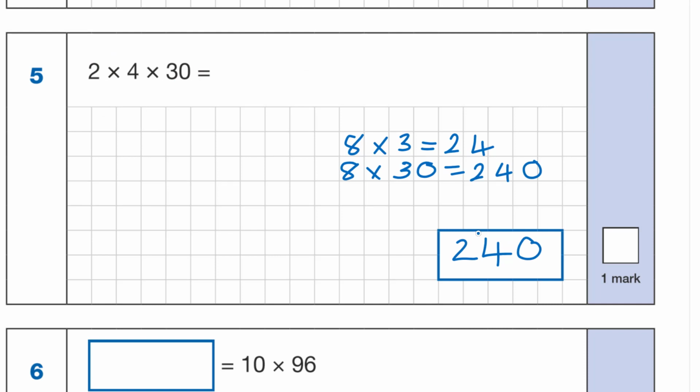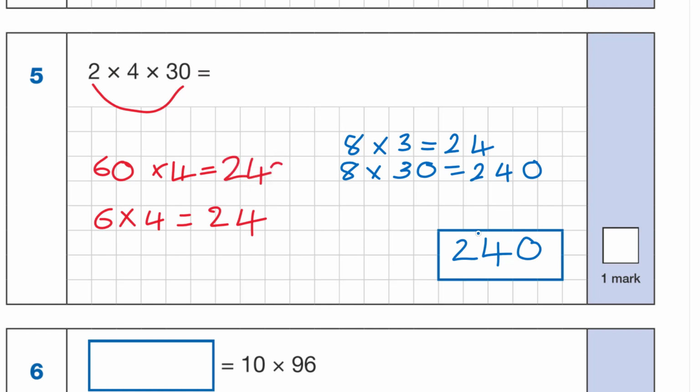Just to give you a quick demonstration, if I rub all that out, if I had decided that I wanted to do it in this order and do 2 times 30, that's 60, and then times it by 4, well, I know that 6 times 4 is 24, so 60 times 4 is going to be 10 times bigger. It's also 240.